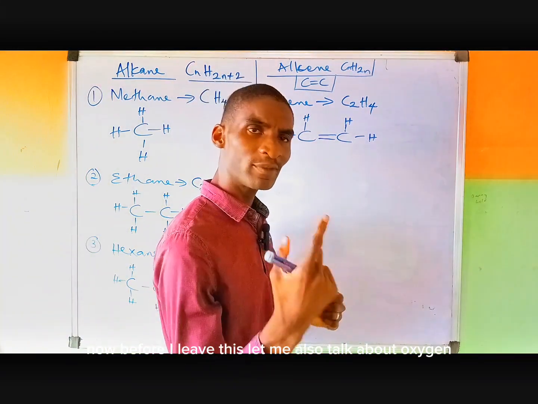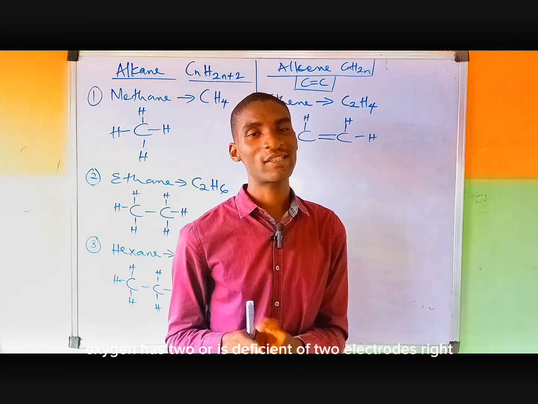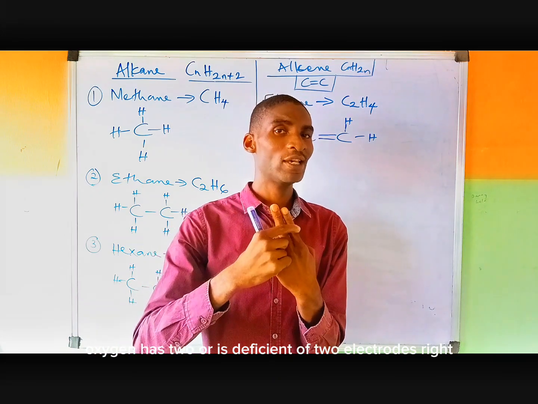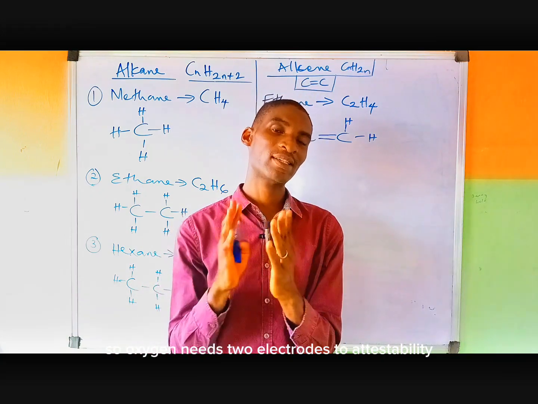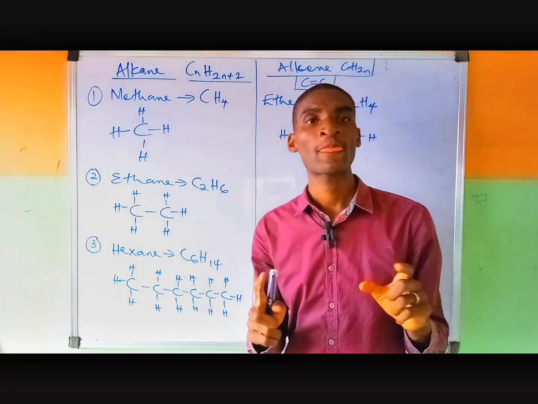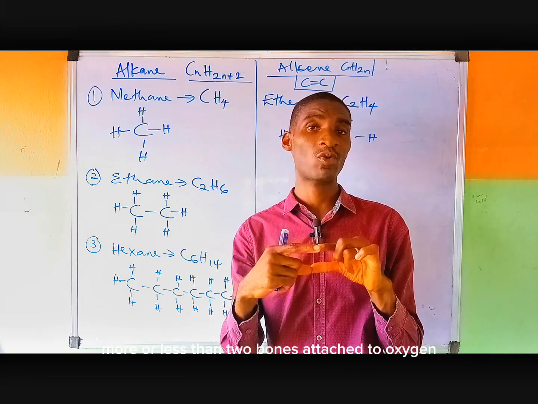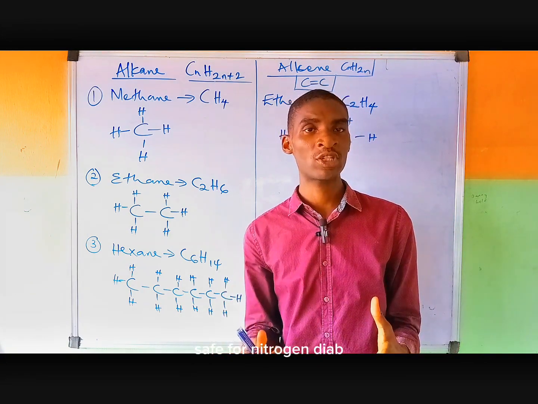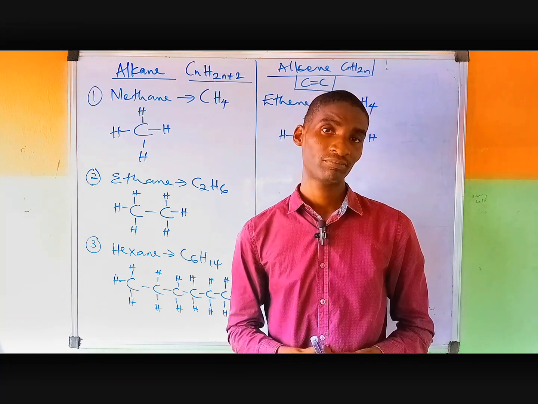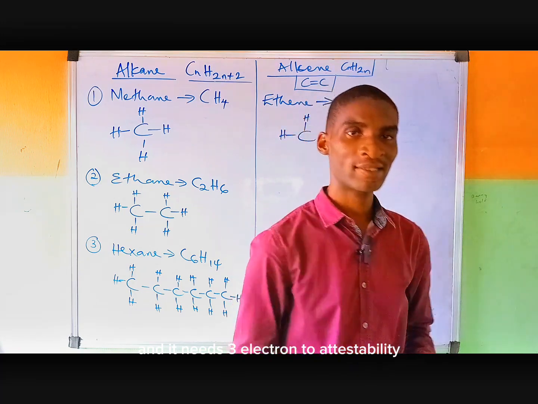Now, before I leave this, let me also talk about oxygen. Oxygen is in group 6. Oxygen has 2, or is deficient of 2 electrons. So oxygen needs 2 electrons to attain stability. So when you are drawing a structure and you have oxygen in the mix, there must not be more or less than 2 bonds attached to oxygen. The same for nitrogen. Nitrogen must not have more or less than 3 bonds attached to it, because nitrogen is in group 5 and it needs 3 electrons to attain stability.